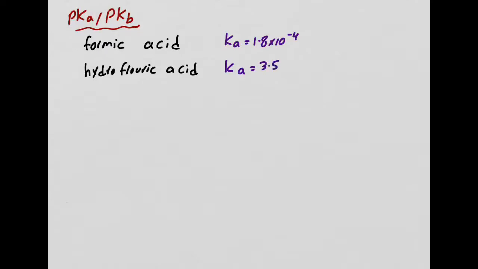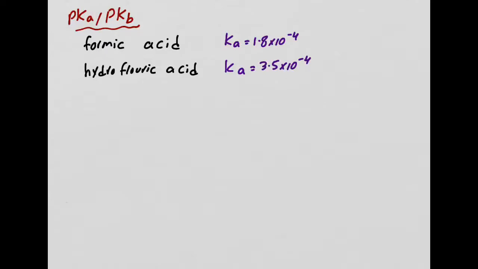Formic acid, a weak acid, and hydrofluoric acid. So weak acids have equilibrium, and we mentioned that weak acids all have a Ka value, right? They all have a Ka value. The Ka value for formic acid is 1.8 times 10 to the minus 4. The Ka value for hydrofluoric acid is 3.5 times 10 to the minus 4.